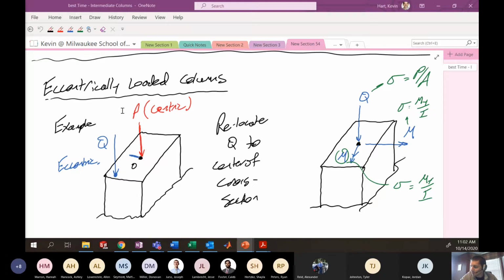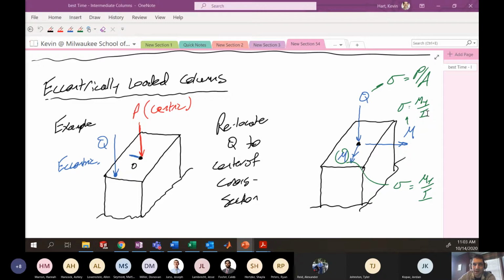We were talking about columns loaded generally in the center with the centric load I'm describing as P. But the portion we're covering now is what happens if columns are loaded eccentrically with some other load Q that's not in the centroid of the cross-section. If we have an eccentric load like Q, we can relocate Q to the center of the cross-section, just like you do for combined loading problems, and that generates moments in the plane. The load on this cross-section generates compressive stress, which is P over A, but the moments generated by relocating the eccentric load Q also contribute compressive stress of the form My over I.